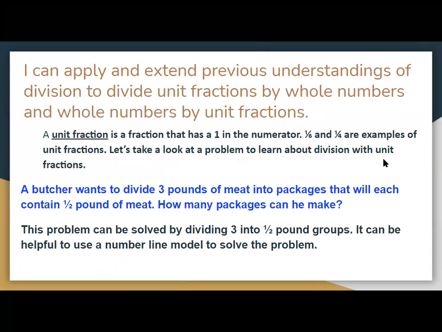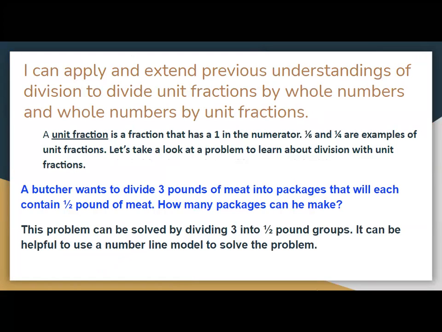Our I can statement is I can apply and extend previous understandings of division to divide unit fractions by whole numbers and whole numbers by unit fractions. A unit fraction is a fraction that has a 1 in the numerator. 1/6 and 1/4 are examples of unit fractions.